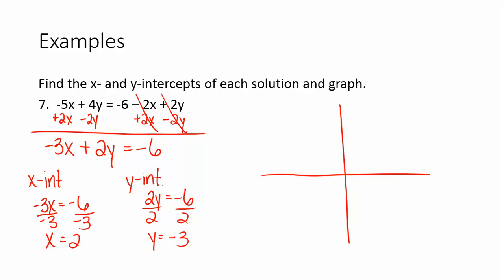Now when we graph, we are going to positive 2 in the x direction, negative 3 in the y direction, for our intercepts. Whoops, I missed. We connect the dots and draw the arrows.